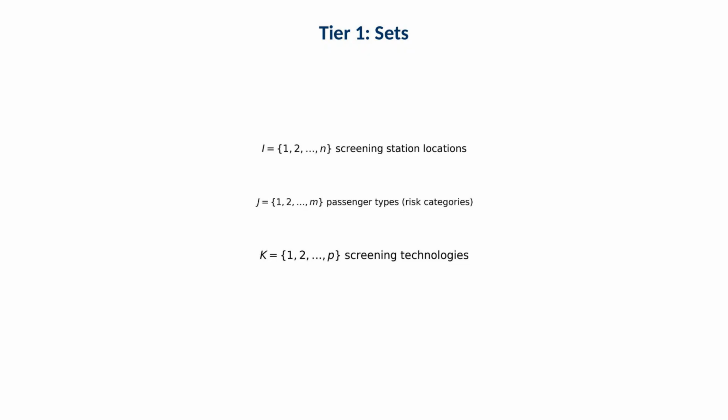The model uses 3 key sets. The first set is the set of potential station locations, meaning the candidate places you can deploy screening equipment. The second set is the set of passenger types, for example, trusted travelers, standard passengers, and high-risk selectees. The third set is the set of screening technologies, ranging from basic scanners to advanced imaging and enhanced screening.